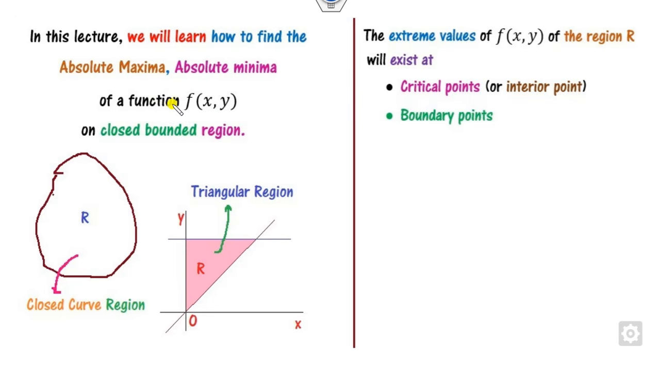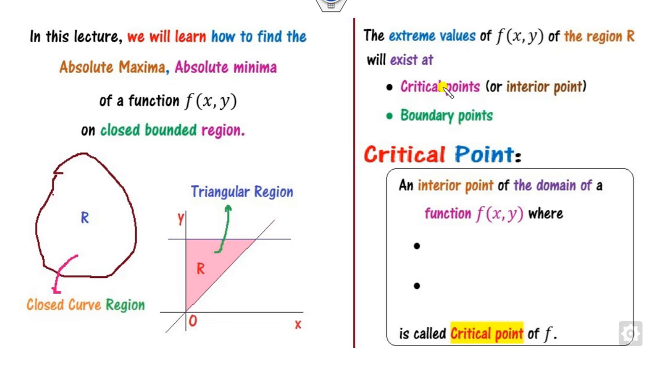Before finding this absolute maxima and minima, there are some terms to understand. Whenever you look for an extreme point, either the maxima or minima will always exist at a critical point, which is an interior point, or at the boundary points O, A or B. All are my boundary points. So maxima and minima will exist either at these blue dots or inside.